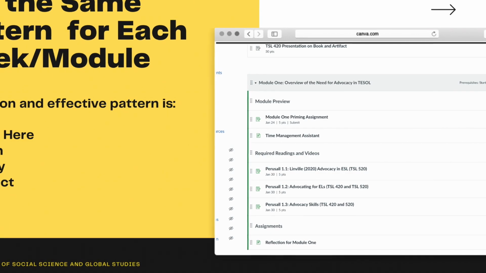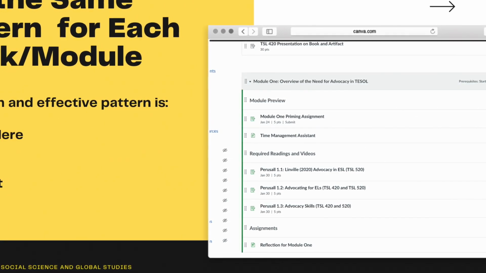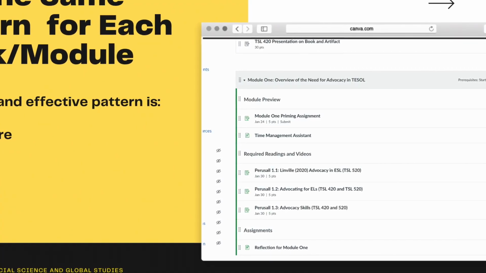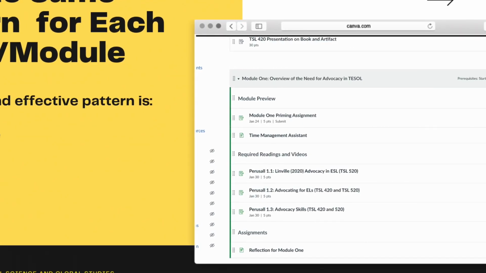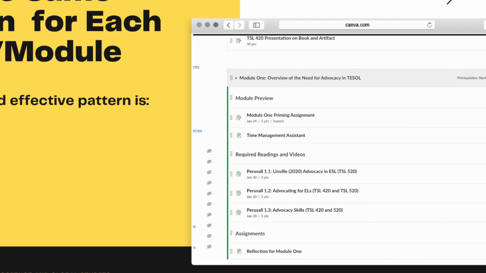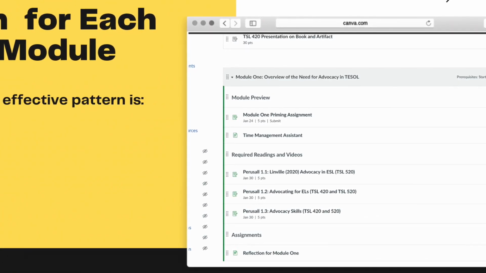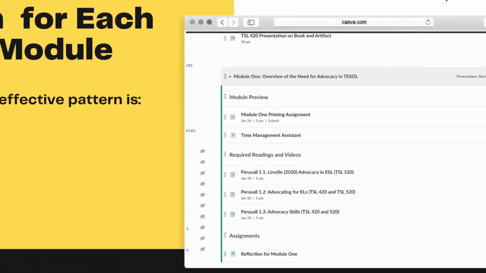Even if your weekly content varies widely in terms of topic or complexity, the format can stay the same. This reduces confusion, minimizes email traffic, and creates a more seamless learning experience overall. Predictability and structure becomes a source of support, not just for students, but for you as an instructor.